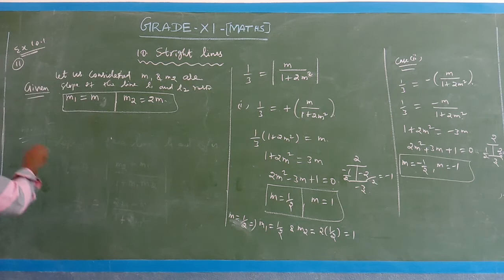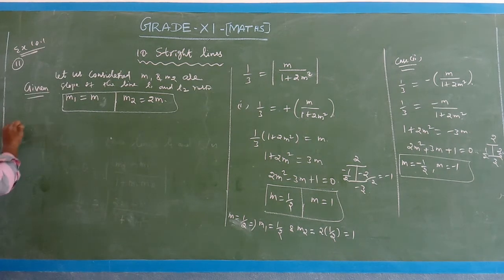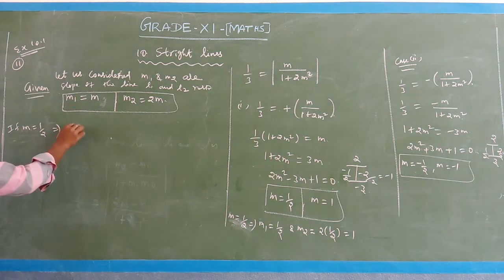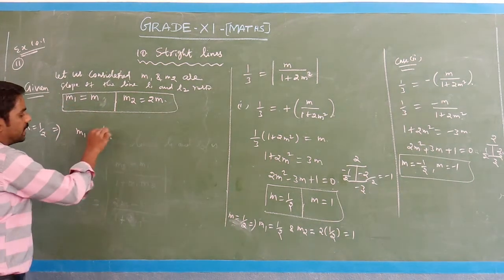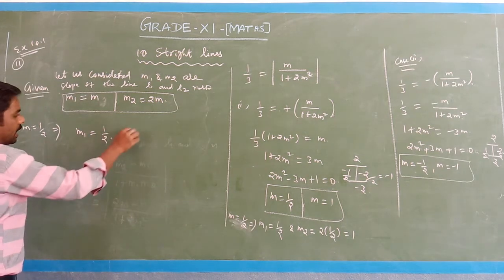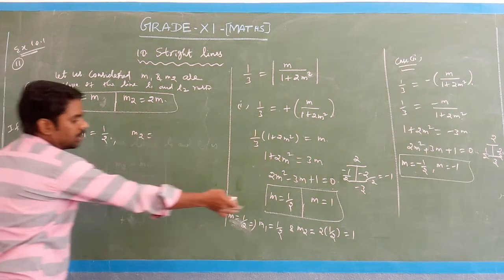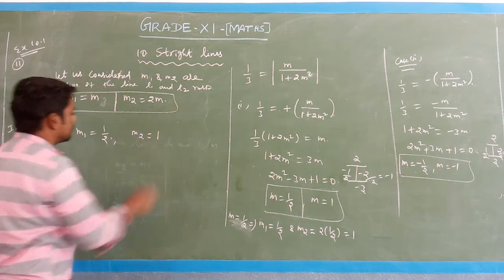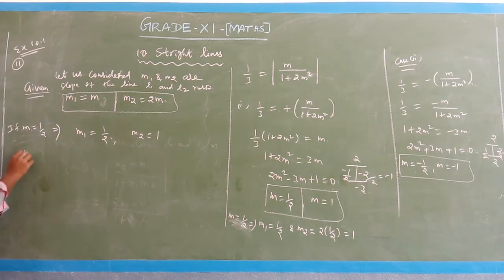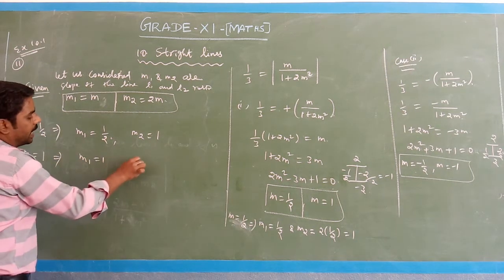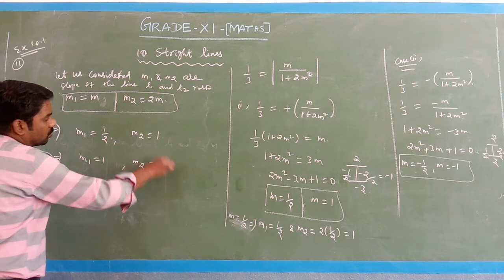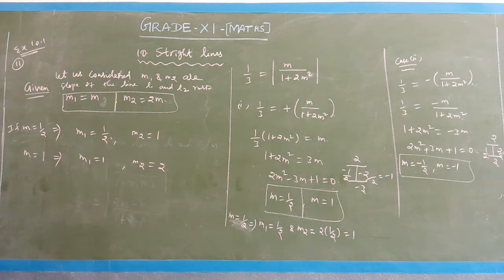See here, if m equals 1 by 2, which implies the slope of the line L1 is m1 equal to m, that is 1 by 2, and m2 is equal to 2 into 1 by 2, which is 1. If m is equal to 1, then m1 is 1 and m2 is 2 into 1, which is 2. And another one.